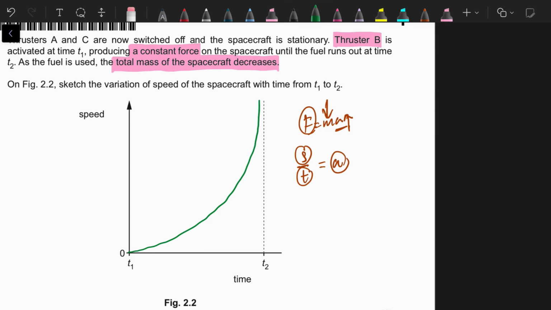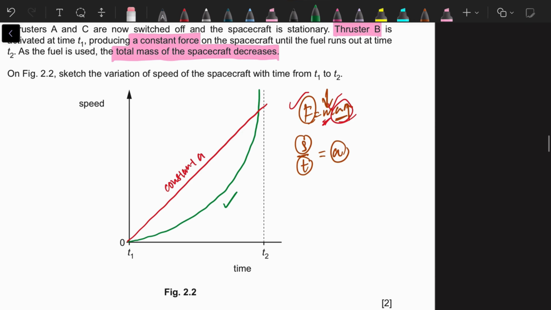If you're wondering why I did not draw a straight line, it's because that is constant acceleration, not increasing acceleration. If they say the mass is constant, not changing, then yes, because your force is constant and mass is not changing, your acceleration is also constant. However, in this case, they did say the mass of the spacecraft is decreasing. Therefore, you should draw a positive increasing gradient graph. So this is the correct graph and this is the incorrect graph.